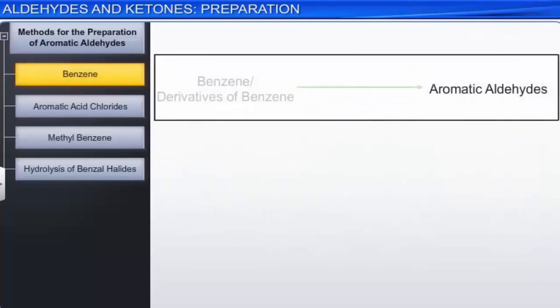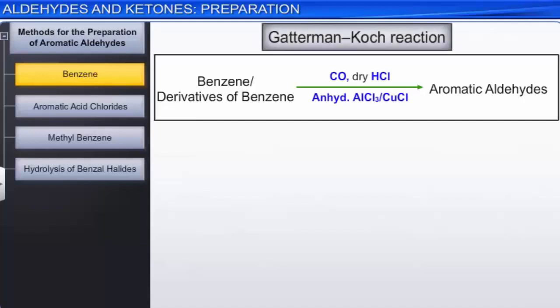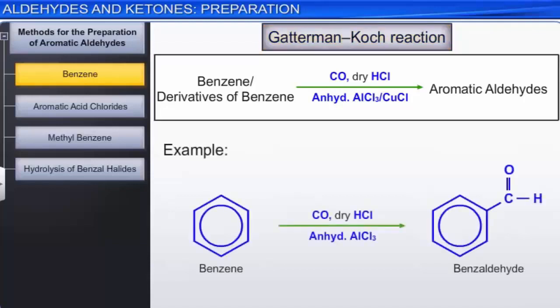Aromatic aldehydes can be prepared by treating benzene or its derivatives with carbon monoxide and hydrogen chloride gas in the presence of anhydrous aluminium chloride or cuprous chloride. This reaction is known as the Gattermann-Koch reaction. For example, benzaldehyde can be prepared by treating benzene with a mixture of carbon monoxide and dry HCl gas in the presence of anhydrous AlCl3.